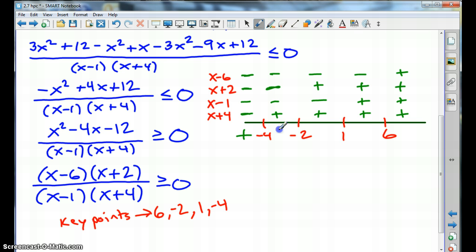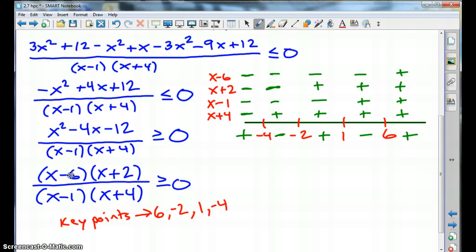Whereas in the next group of numbers, in between negative 4 and negative 2, we would have 3 negatives and 1 positive, and 3 negatives and 1 positive gives us a negative. Anytime we have 2 negatives, it's positive. 1 is negative, and of course when we have 4 positives that are multiplied or divided, we'll end up with a positive result.